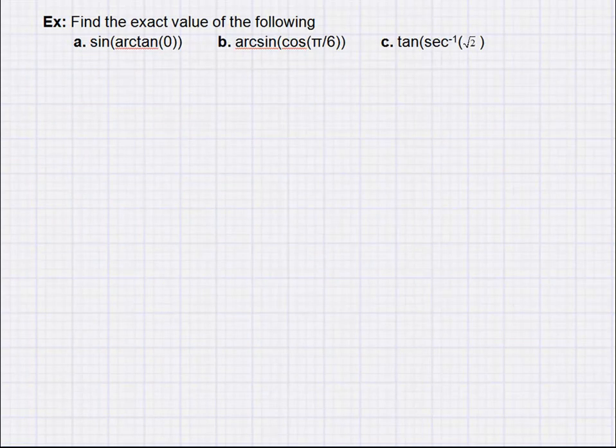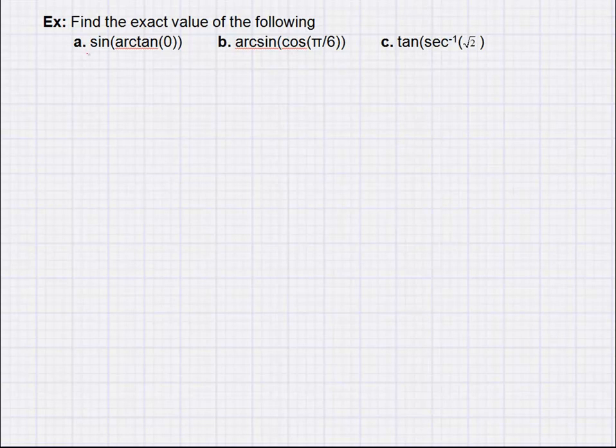Here's one more set of examples. Now the deal with these examples is they have inverse trigonometric functions and trigonometric functions in compositions, but they're not the inverse of one another. In this case, there is no fast way to get through these. You have to slowly do them piece by piece.